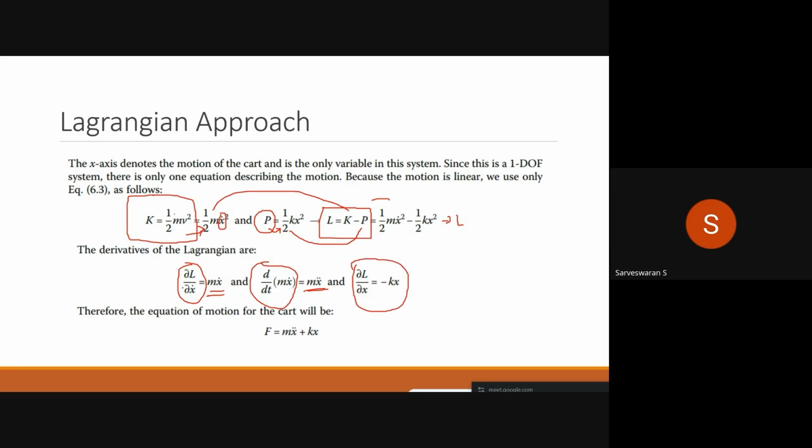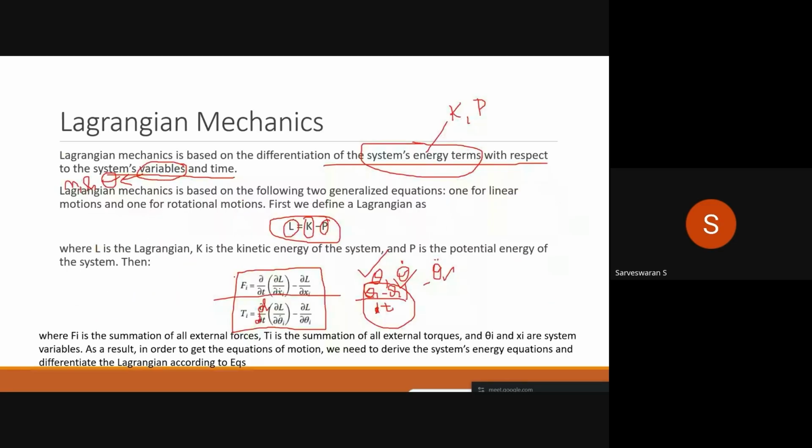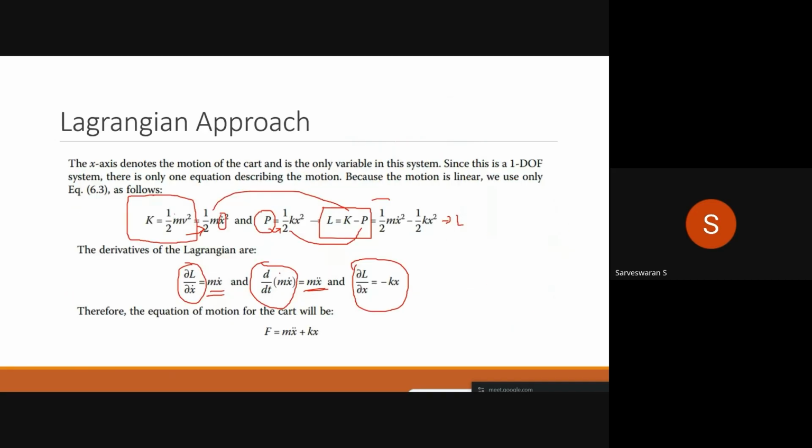So this formula, d by dt of dou L by dou x dot minus dou L by dou x, you will get over here. This is for the force, since we are talking about the prismatic movements. So we take this formula now, d by dt of dou L by dou x dot minus dou L by dou x. dou L by dou x dot we have solved. Next d by dt of dou L by dou x dot, that is mx double dot, and dou L by dou x, that we will get. So the final force relation is F is equal to mx double dot plus kx.